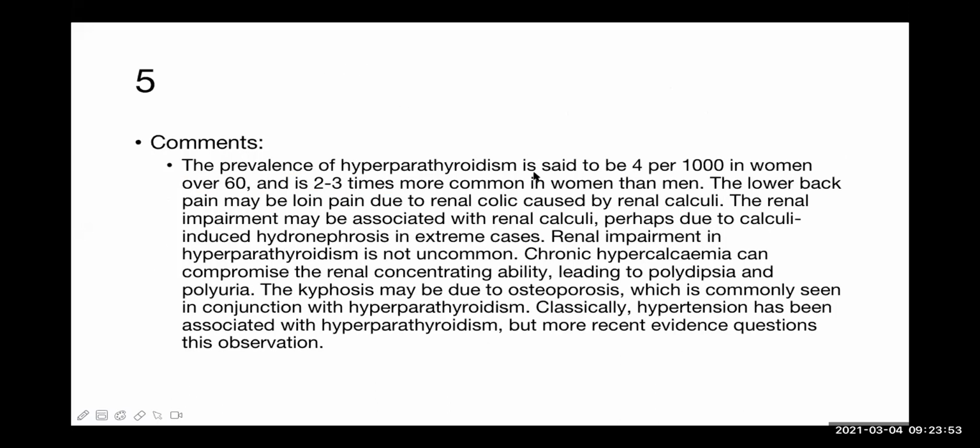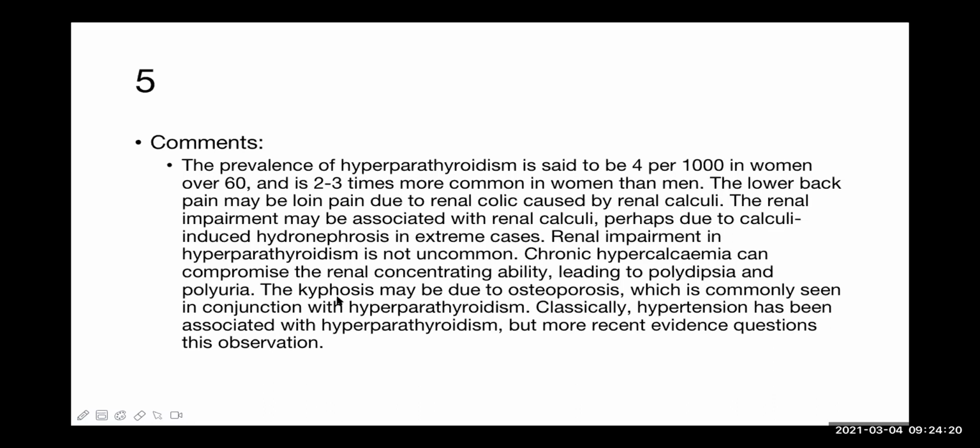The prevalence of hyperparathyroidism is said to be 4 per 1000 in females over 60. The lower back pain may be loin pain due to renal colic caused by renal calculi, or it may be due to the bony resorption. There is no doubt about it. The renal impairment may be associated with renal calculi. Renal impairment in hyperparathyroidism is not very common though.